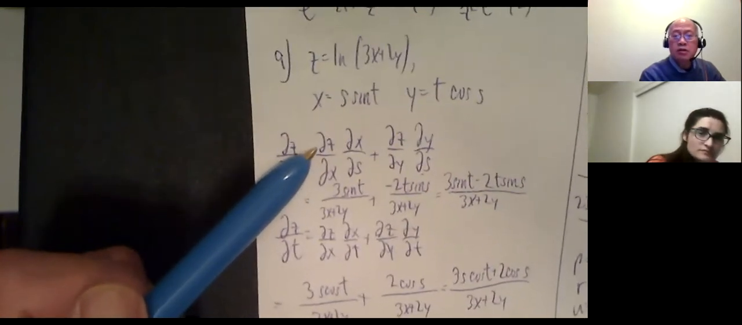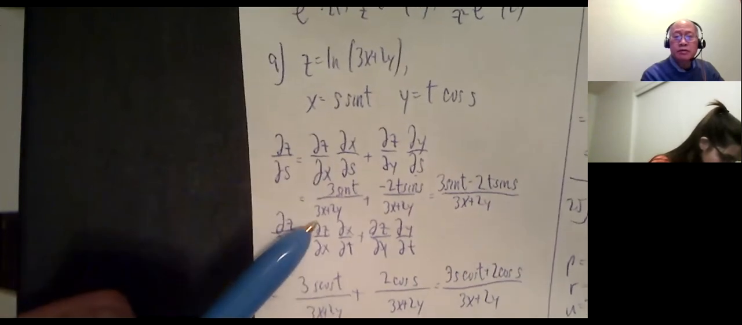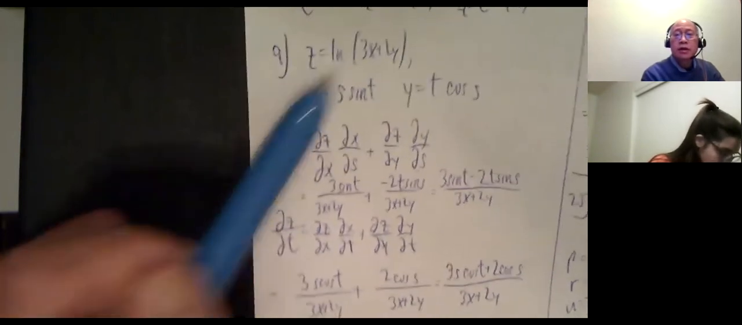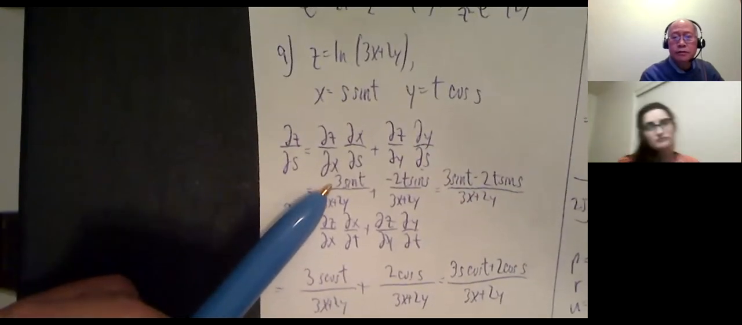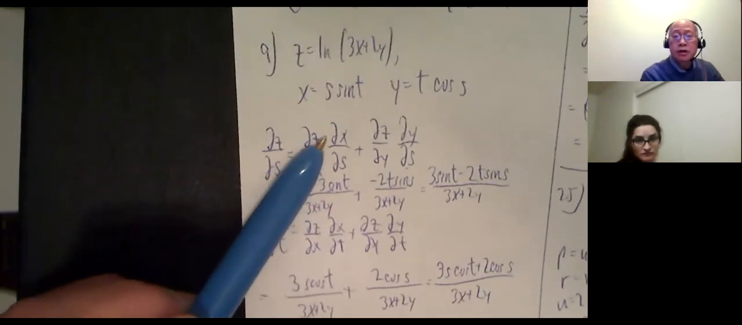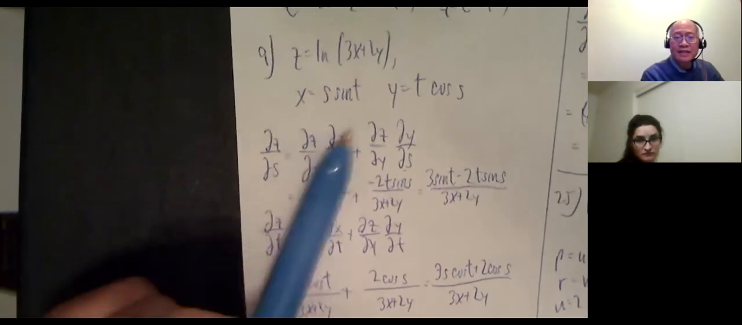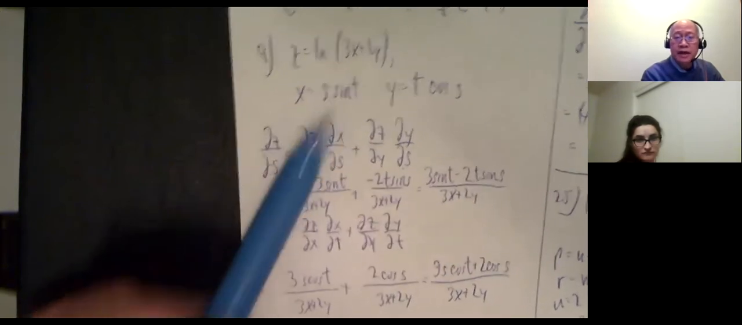Okay, partial of z with respect to x. 1 over 3x plus 2y times the derivative of the inside with respect to x, that's 3. And then times the partial of x with respect to s. What's the derivative with respect to s? Just drop the s, sine t.